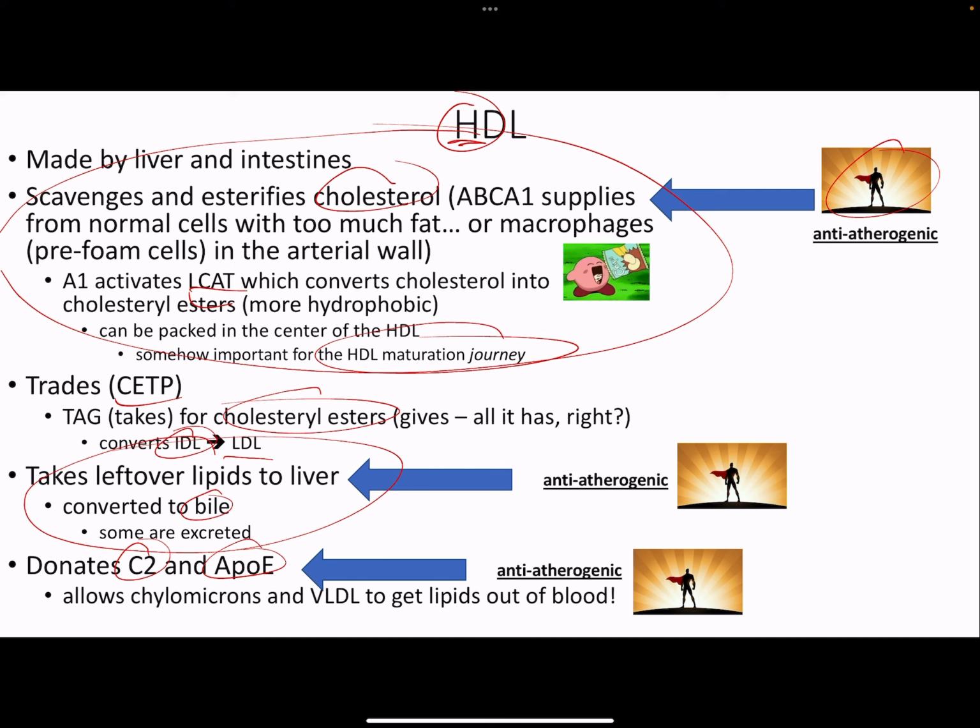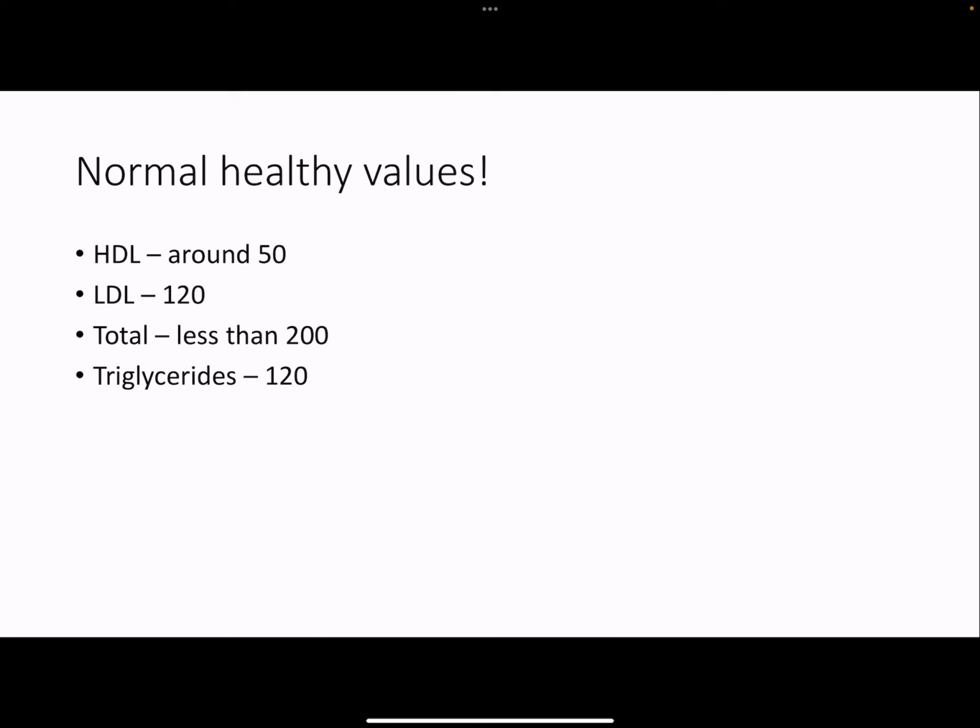So if I didn't have ApoE, sure, I'd have a chylomicron remnant, a VLDL remnant, an IDL, but they just sit in the blood for a long time, and that'd be bad. So for these three reasons, maybe four, we can think of HDL as the H for healthy or H for hero. That just came to me.